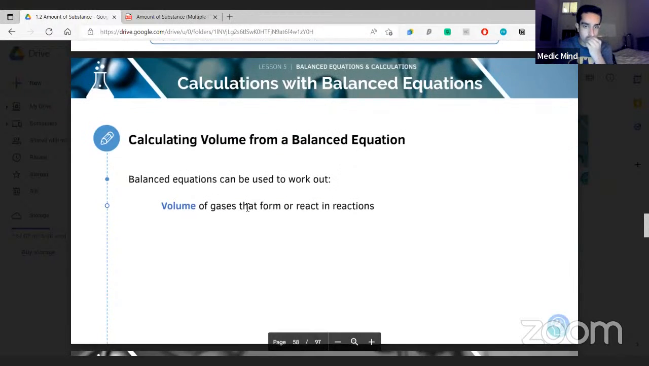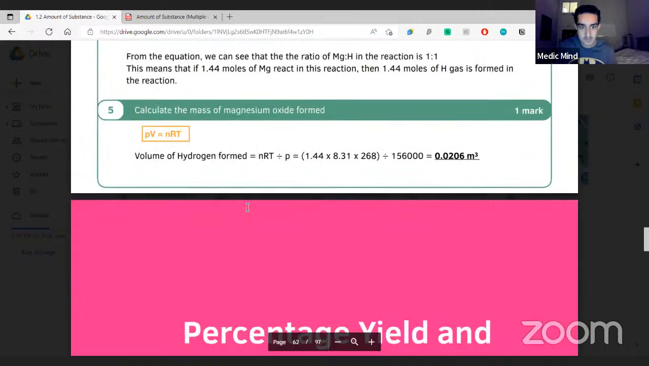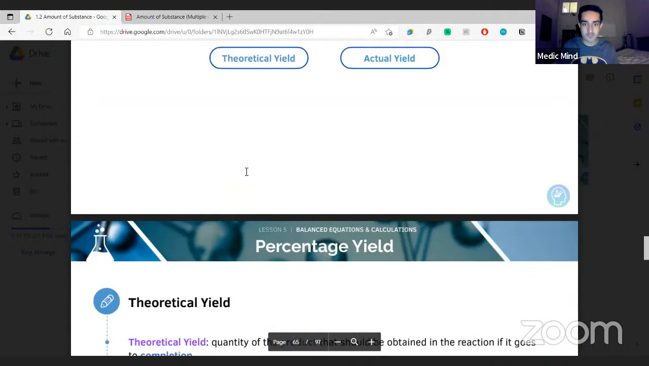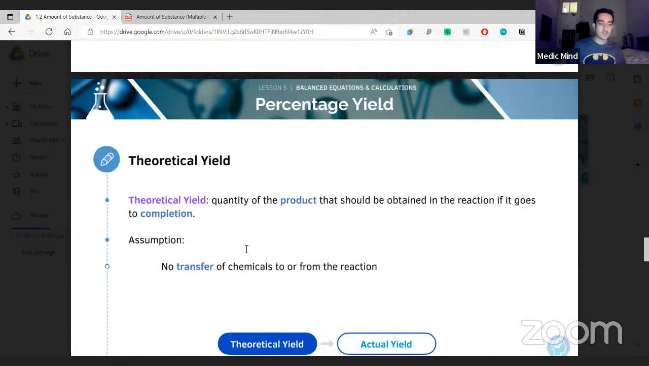But let's talk about volume. Actually, we won't talk about this too much, because again, this is ideal gas stuff. Percentage yields and atom economy. This is more important. So percentage yield, what is that? What is the theoretical yield?